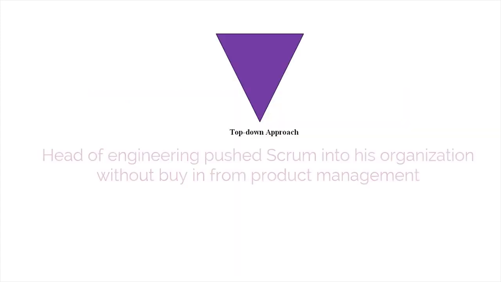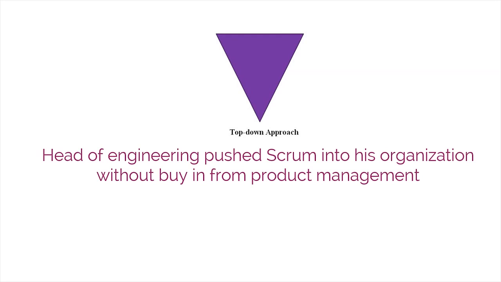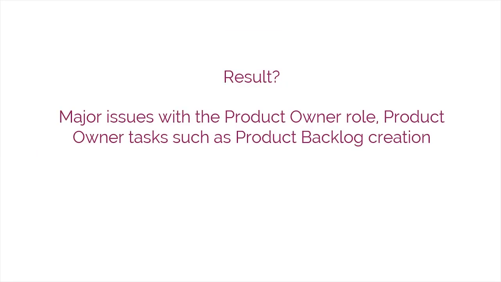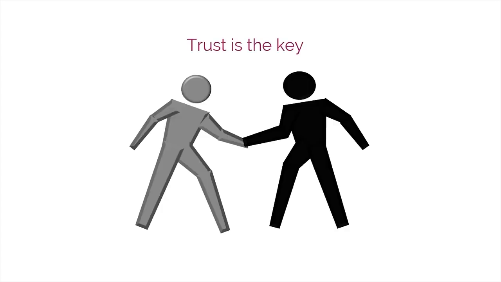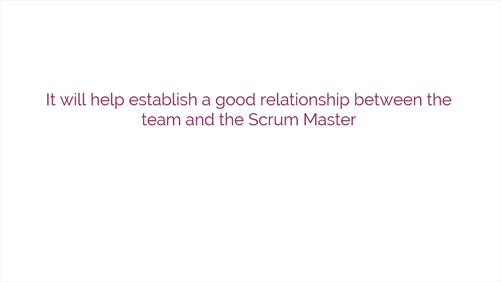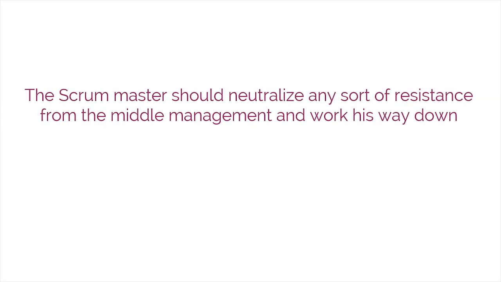Consider a scenario. The head of engineering pushed Scrum into his organization without buy-in from product management or sales. Unsurprisingly, this led to major issues with the product owner role itself, as well as product owner tasks such as product backlog creation. So, how do you resolve such a situation? Trust is the key. It will help establish a good relationship between the team and the Scrum Master. The Scrum Master should neutralize any sort of resistance from the middle management and work his way down.